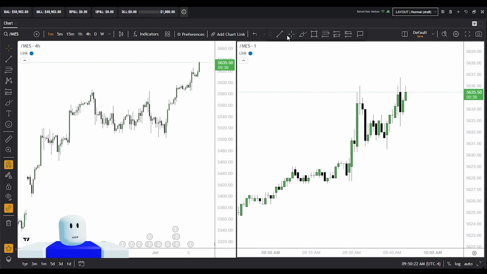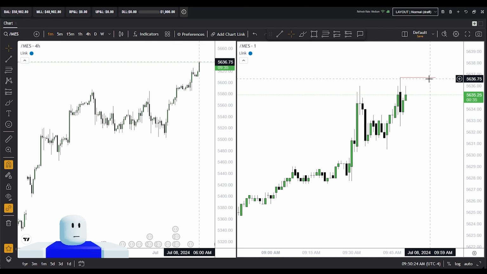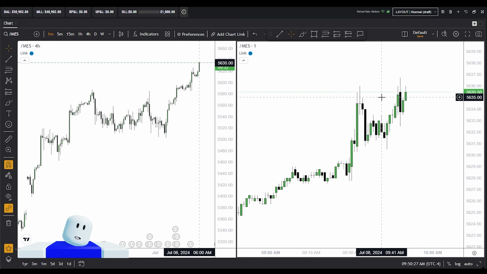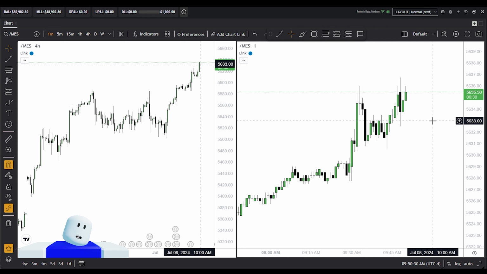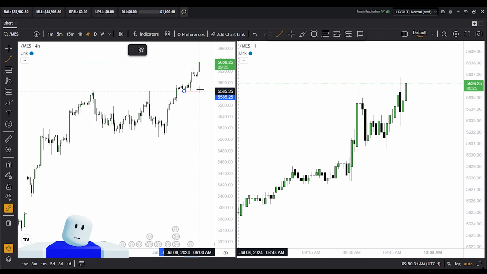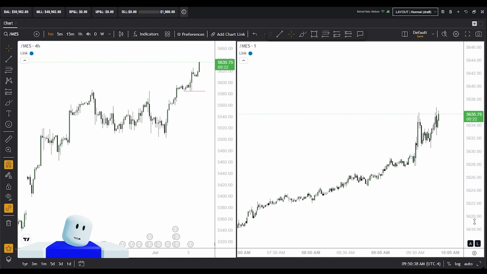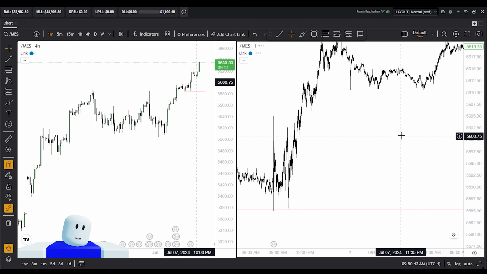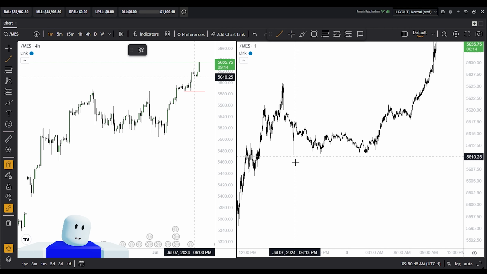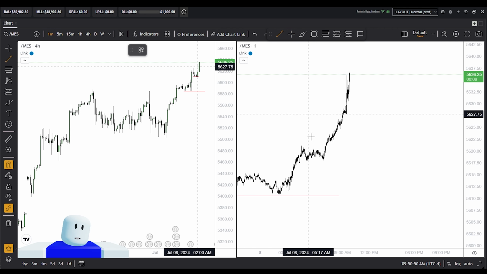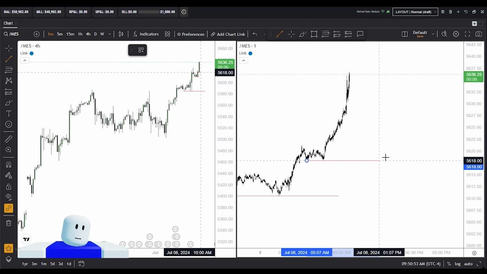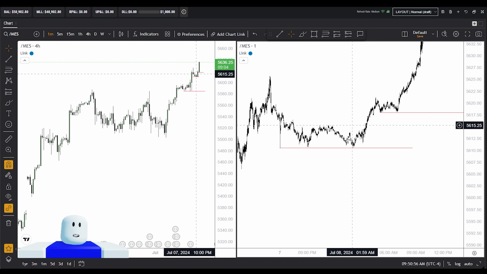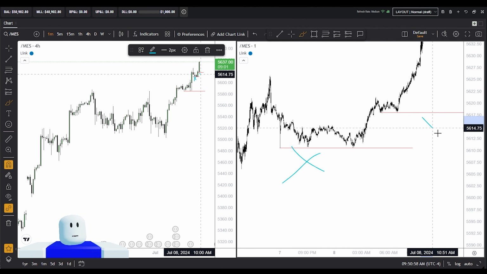ES looks like it's going to take out buy side once again. Although ES has three equal lows right down here on the 4 hour. 1, 2, 3. Then we have more equal lows right here, and then we have more equal lows right here. So we have a ton of liquidity.